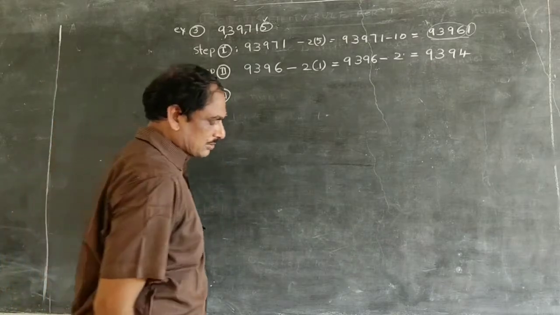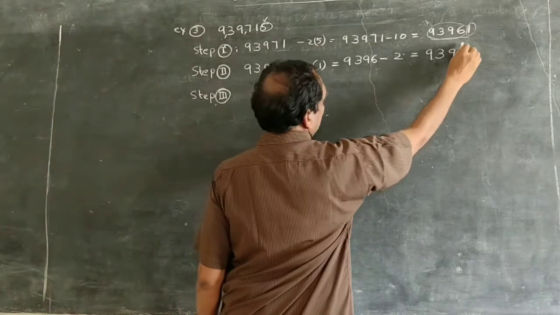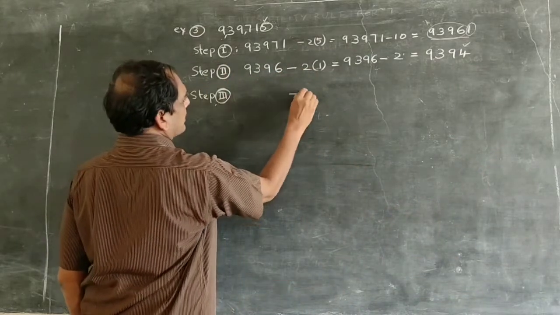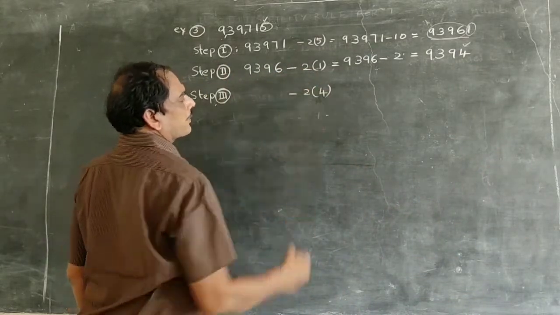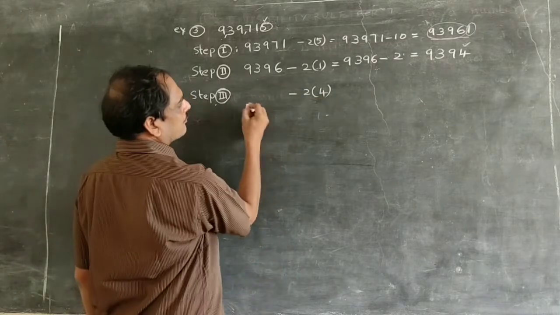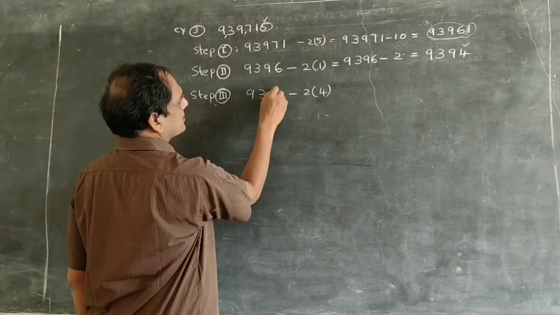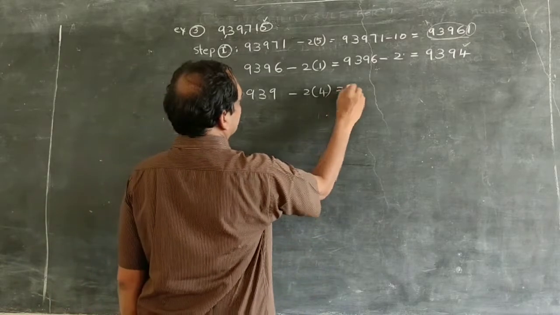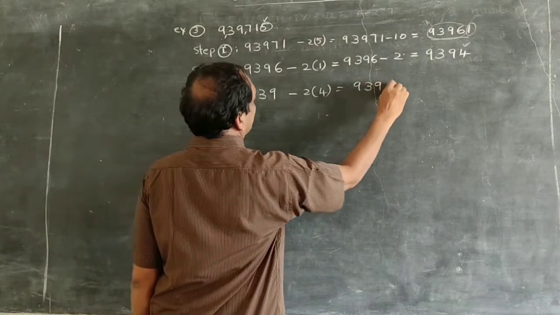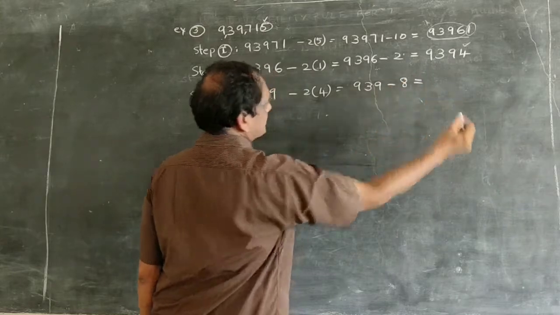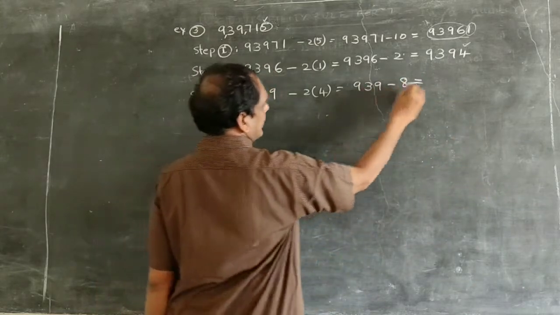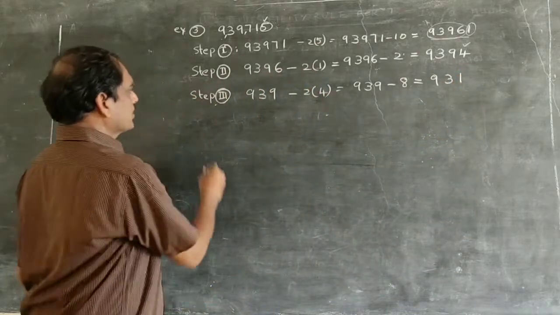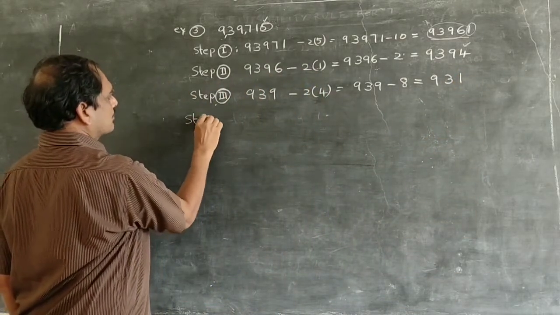In this number 9394, the unit place digit is 2. We multiply it by 2 and subtract it from the rest of the digits. The rest of the digits are 939. That is equal to 939 minus 2 fours are 8, which is 931. Next we go to step 4.